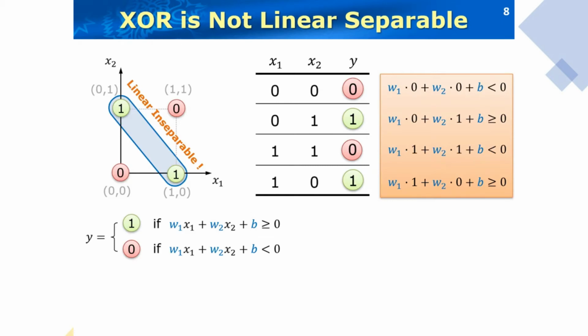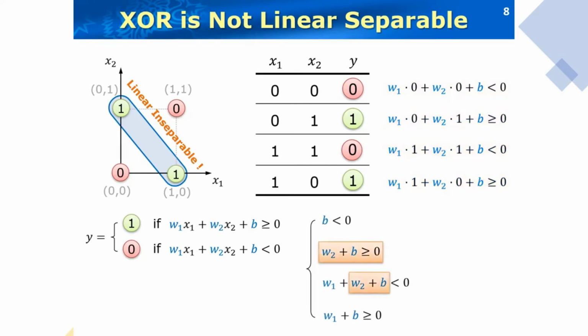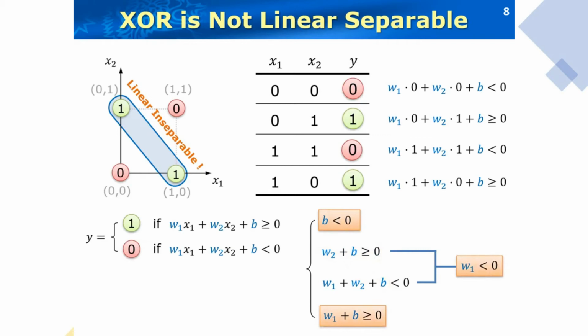We simplify these inequalities and get the following. From the results, we can see that the second inequality implies w2 plus b is non-negative. Substituting this result into the third inequality, we get w1 is negative. Combining this result with the first inequality, we see that both b and w1 are negative. Thus, w1 plus b is also negative, which contradicts the last inequality. Since these 4 inequalities contradict each other, there does not exist such a solution for w1, w2 and b. This implies that XOR cannot be represented by a single layer perceptron.